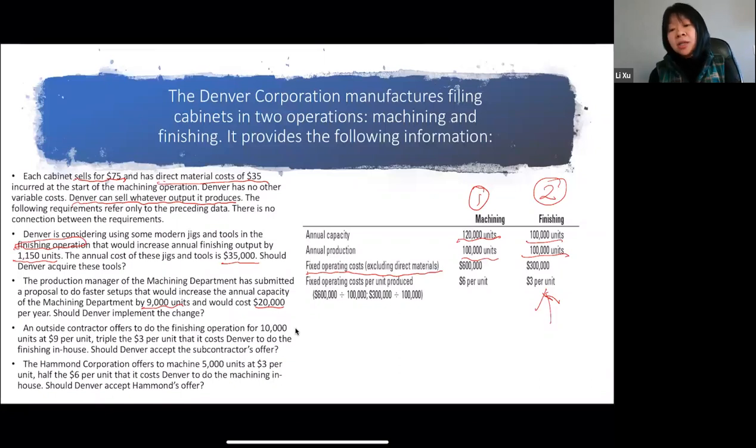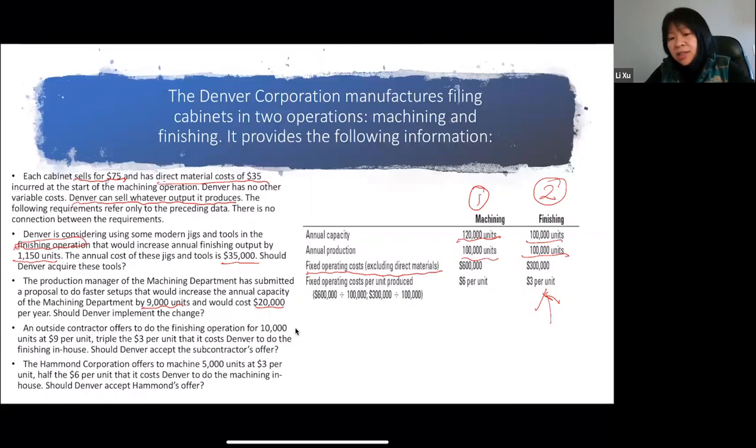Now for the company to optimize the production process, they need to increase the efficiency and capacity of department 2, not department 1. Okay. All right, let's take a look at the next step.